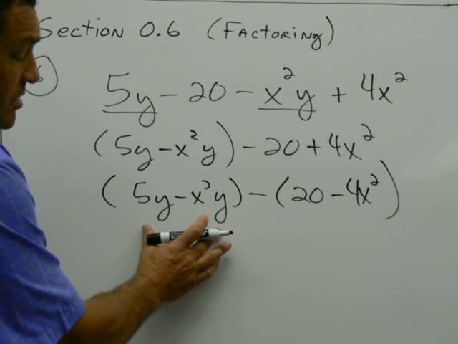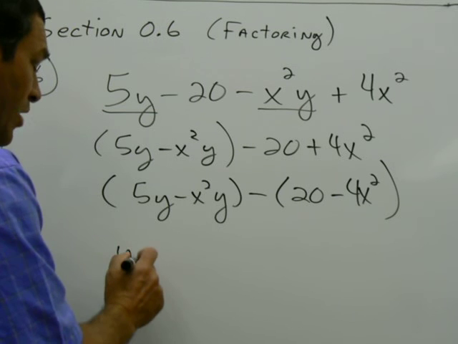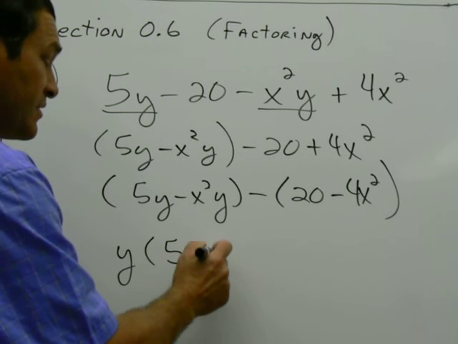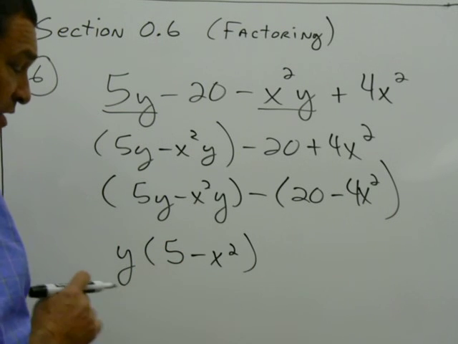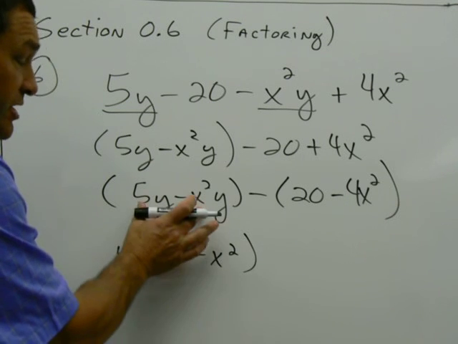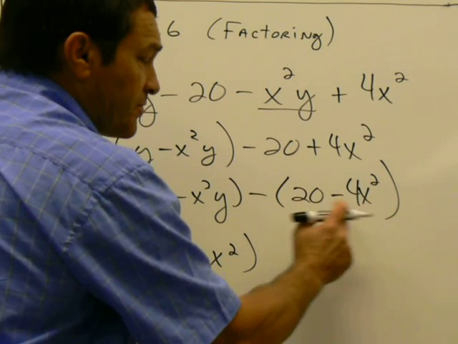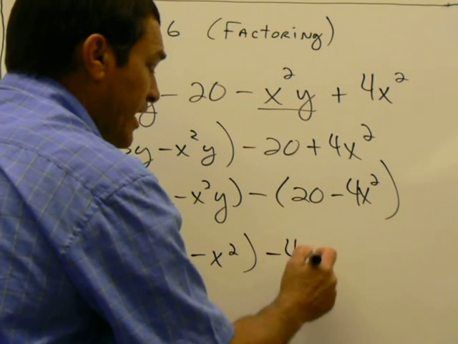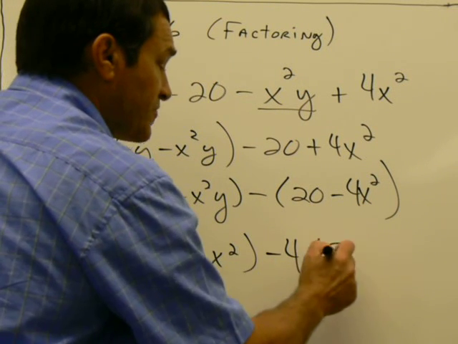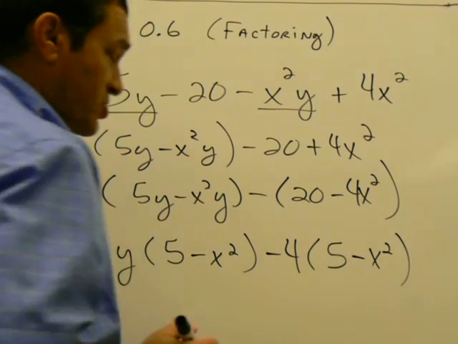In these first two terms, do I have a common factor I can factor out? The answer is yes, a y. I'll factor the y out, which leaves me with 5 minus x squared. You know that this is correct because if you multiply y times each of these terms, you'll get what you started with. In this last expression, I can factor a 4 out of each of these terms. Put my 4 out in front of the parentheses. 20 divided by 4 is 5. 4x squared divided by 4 would be minus x squared.